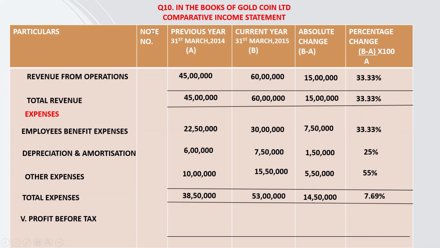Now profit before tax. To calculate profit before tax from total revenue, we will subtract total expenses. So what will be our answer? It is 6,50,000. Similarly, next year also from the 60 lakh, when you will subtract 53 lakh, you will get profit before tax amounting to rupees 7 lakh. Now absolute change, difference between 7 lakh and 6 lakh 50. So what will be your answer? It will be 50,000. और आपके पास परसेंटेज कितना आ गया? 7.69.